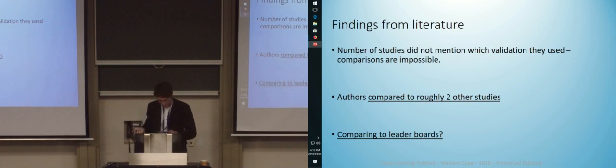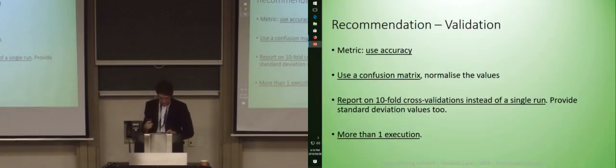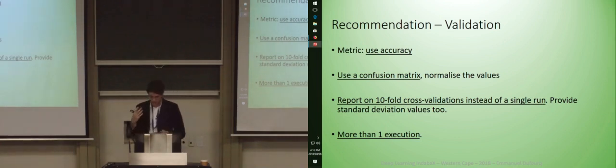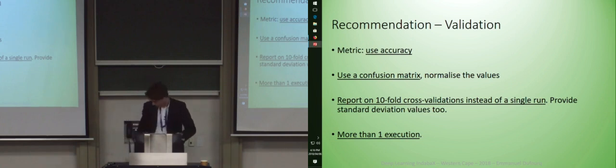So I don't know. 44 studies compared against their own CNN implementation as opposed to literature. So once again, why not compare to literature? I would definitely recommend using the accuracy metric. I would have a confusion matrix and normalize the values so it's easy to read the results. I would report on tenfold cross-validation across multiple runs.